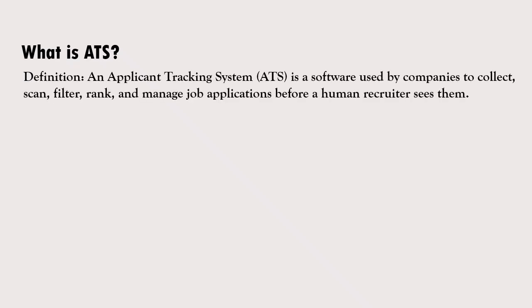Then what is ATS? As I told you, ATS is application tracking system or applicant tracking system. It is a software which is used by the companies to collect, scan, filter, rank and manage these job applications before a human recruiter can see them. So it's a kind of software or a platform. It will filter based on the keywords that are there in the job description and the content that has been presented in the resume. Based on these two matches, these softwares will push your resumes forward before any human sees them. So this is ATS.